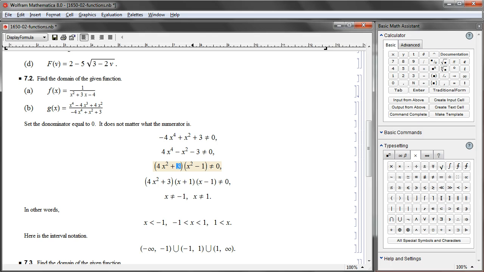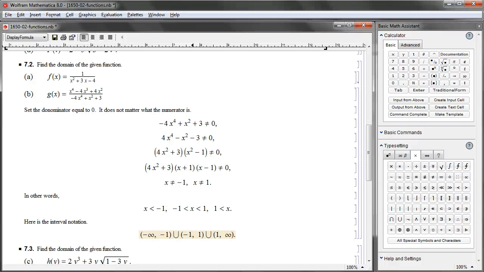Now, 4x squared plus 3, that's irreducible because square plus another positive number is always positive, never 0, so I cannot factor it any further. But x squared minus 1, that does reach 0, so we have linear terms. So x plus 1, x minus 1, those will give me zeros of denominator, where we'll have to expunge those. And then what's left will be these interval, negative infinity to negative 1, between negative 1 and 1, and then 1 to positive infinity.